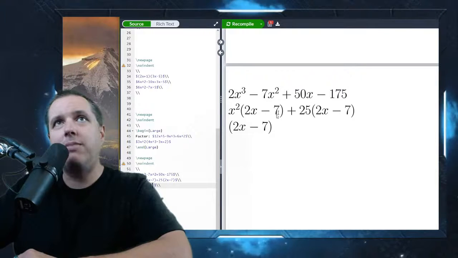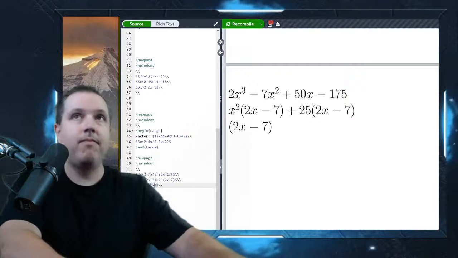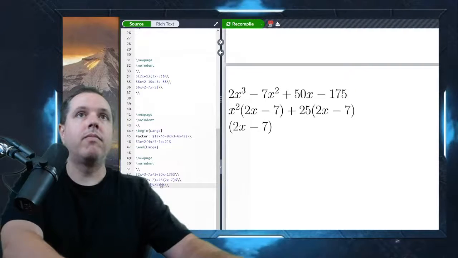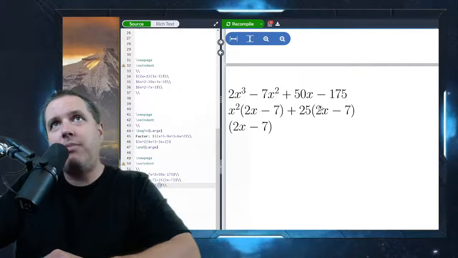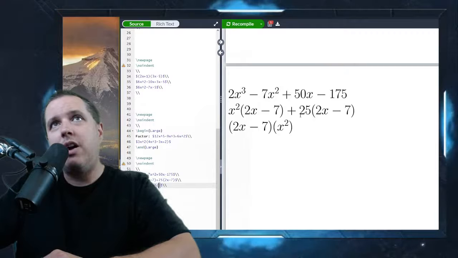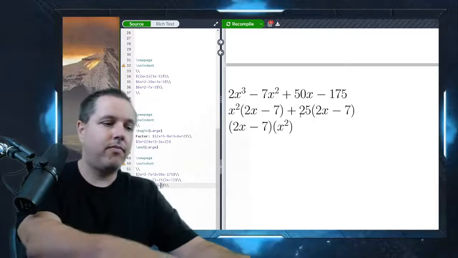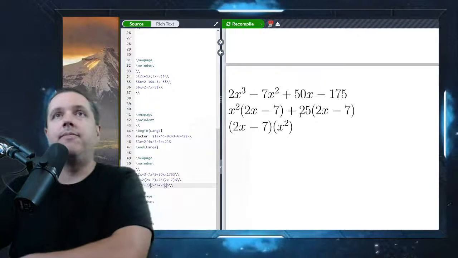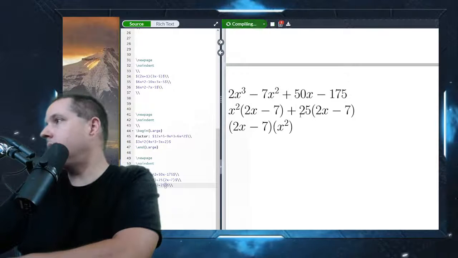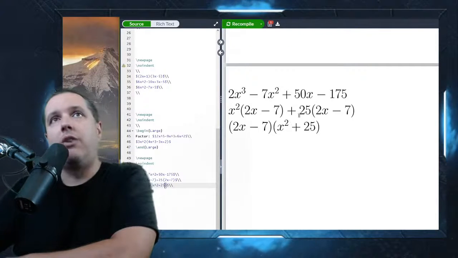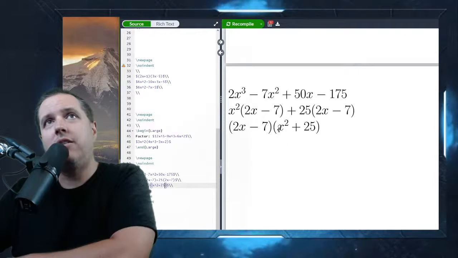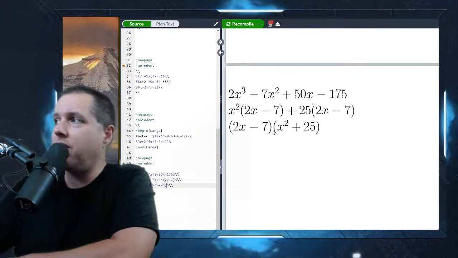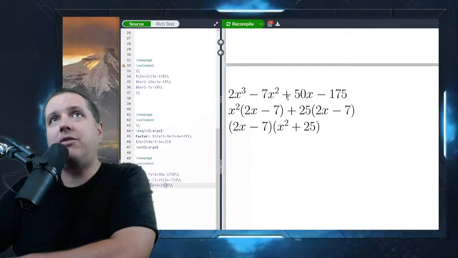Well, when we divide 2x minus 7 out of here, we're left with what? An x squared. And when I divide the 2x minus 7 out of this piece, I'm left with what? A plus 25. And what we have just done is factor this equation. Notice how it's now written as a product? We have that multiplication going on here. That was our goal. That is factor by grouping.